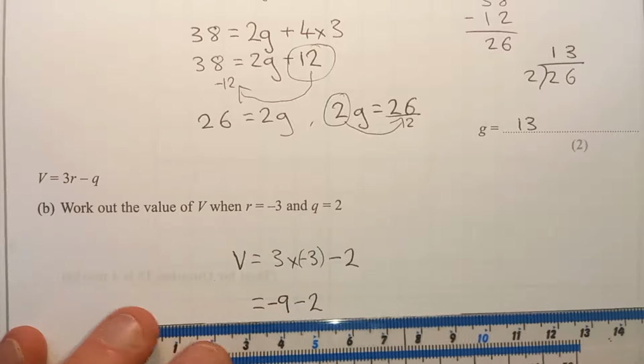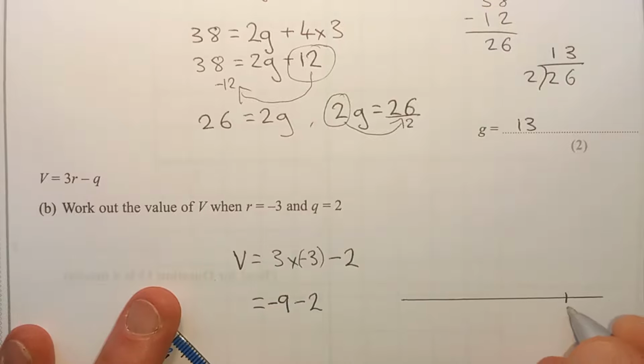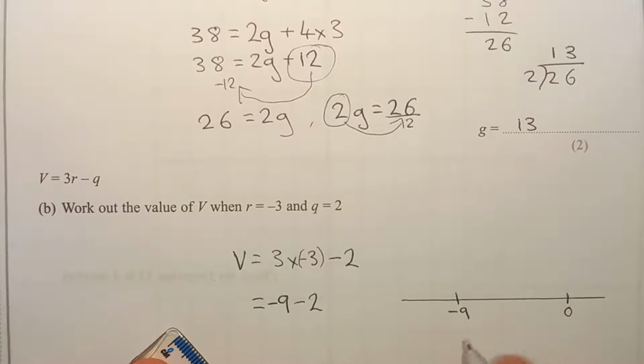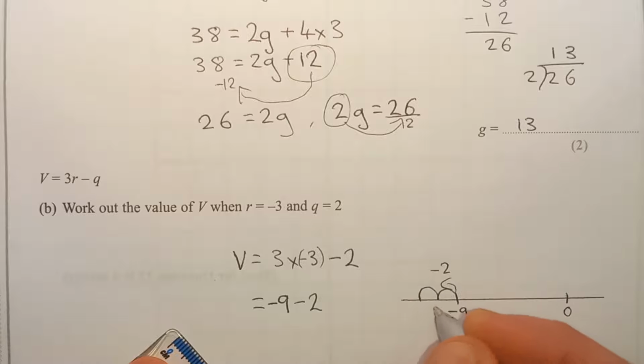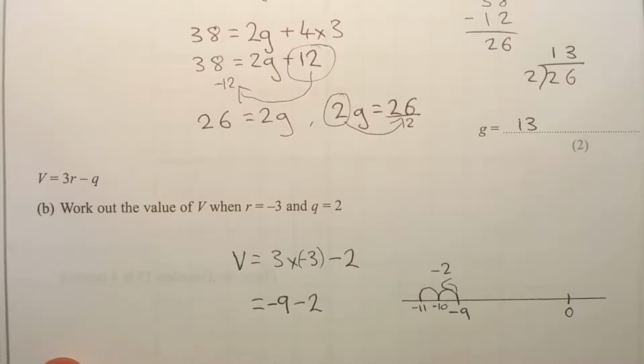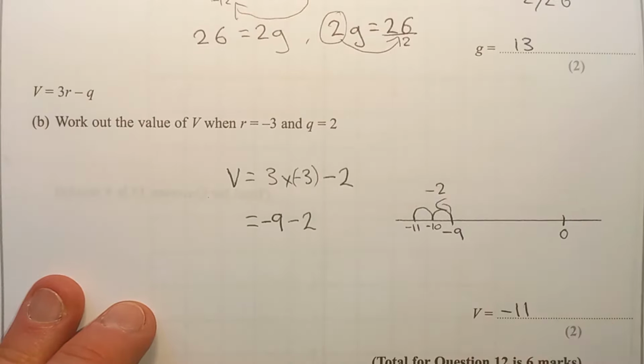I'm going to draw a little number line for us over here. So imagine we've got 0 on the number line, we've got minus 9 here. If we're subtracting 2, that means that we're going to be taking off 2 or moving 2 to the left. So 1, 2. So that would be minus 10, minus 11. And so that's going to be the answer for V.